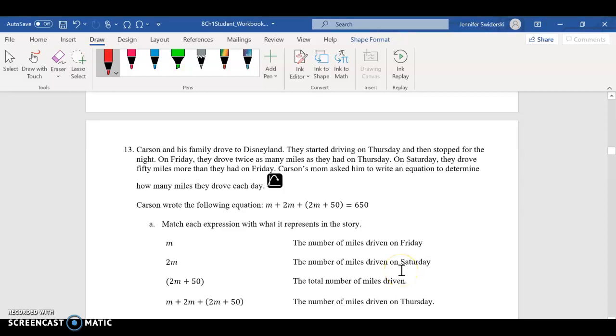All right, number 13 for 11C. It's kind of putting together what we did for 11B with 11C, very similar. So the main things you need to remember are A, highlight your key facts, key information, and B, solve for the variable or solve the problem.